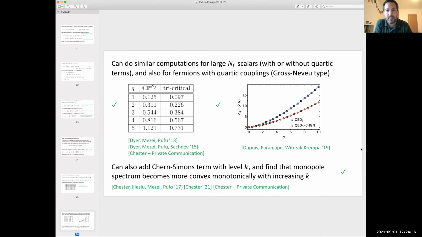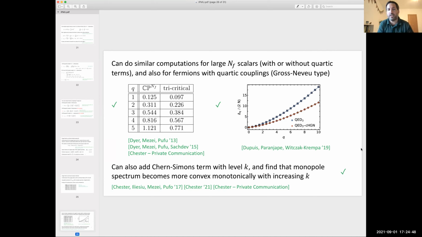You can check that. One can look also at fermionic theories, but now with quartic couplings, like Gross-Neveu type quartic couplings. And this was also calculated. And again, one finds that the spectrum is convex. This is the red dotted line on the figure on the right. The blue one is the pure QED one, which is the one that we had in the previous slide, fermions. There are also some other theories that were calculated in these papers that were also found to be convex.